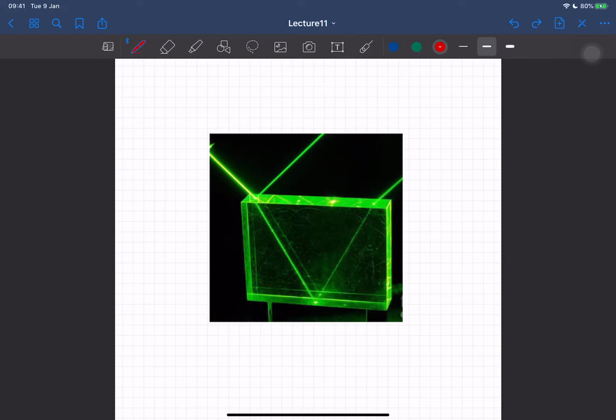So let's see what we are talking about here. We're gonna talk about light wave. Light is a kind of electromagnetic wave.